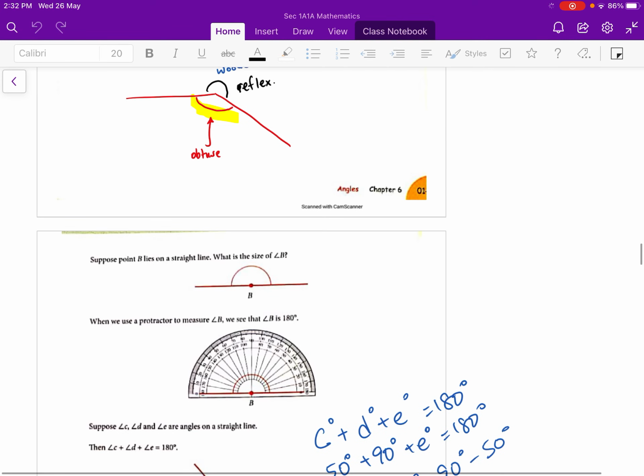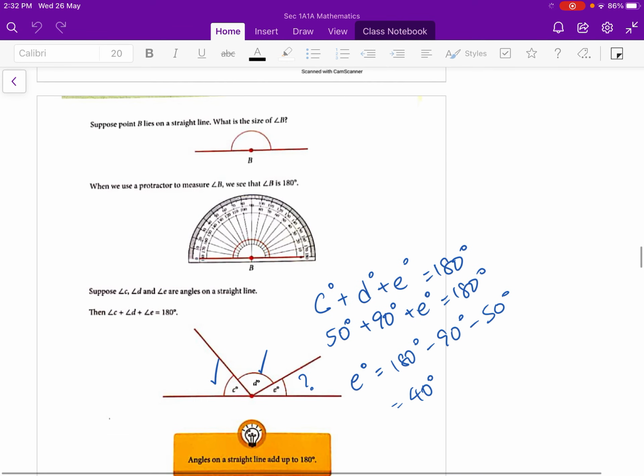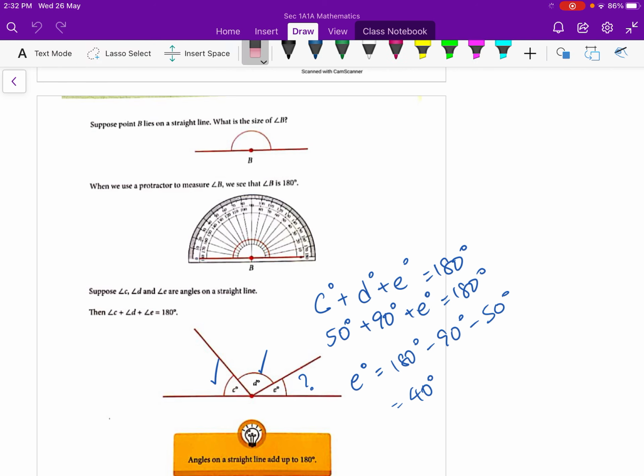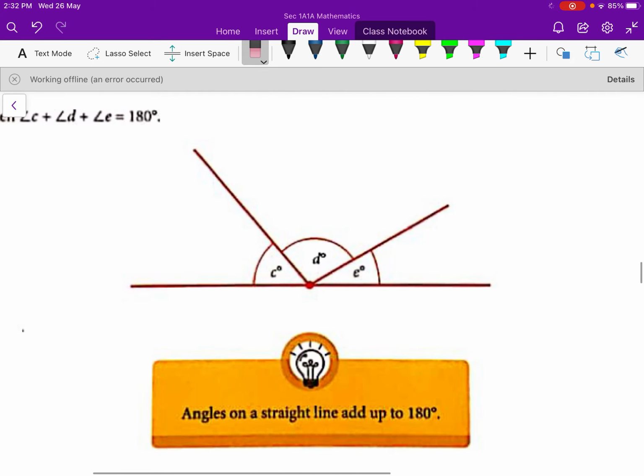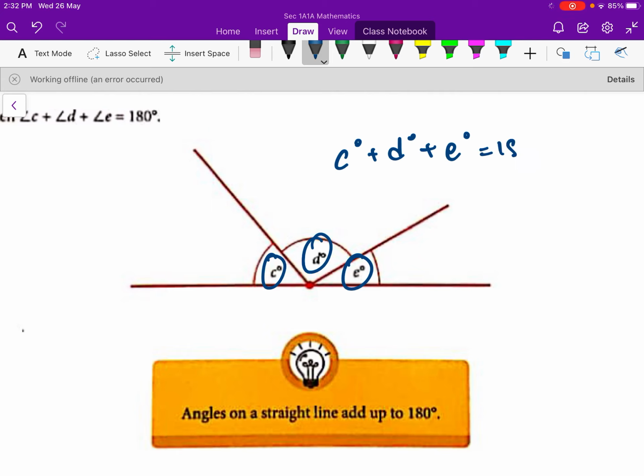Okay, for today's lesson, let's do a quick recap. This was what we covered the last time. Angles on a straight line add up to be 180 degrees. So in this case, these three angles, angle C plus D plus E, add up to be 180. So whatever the values are, we call this adjacent angles on a straight line.